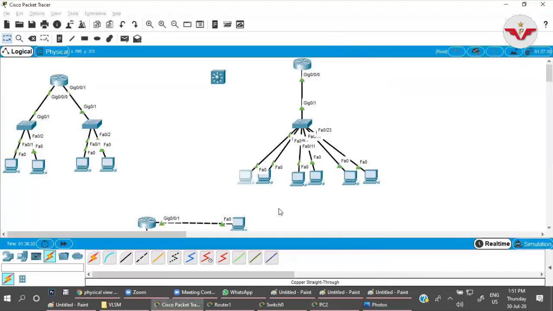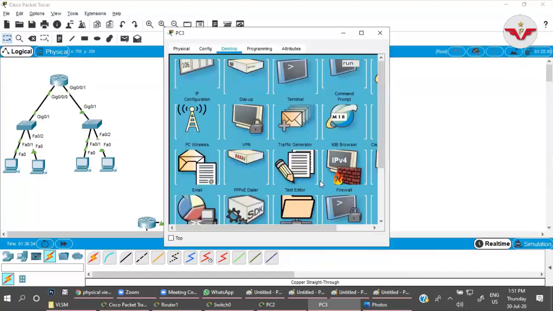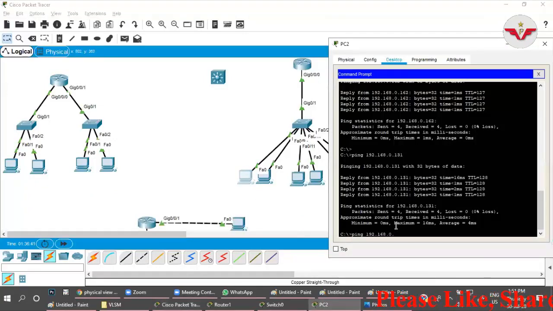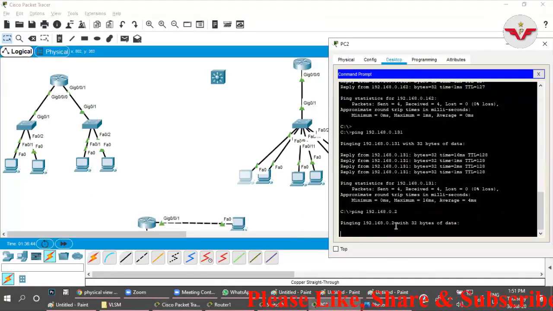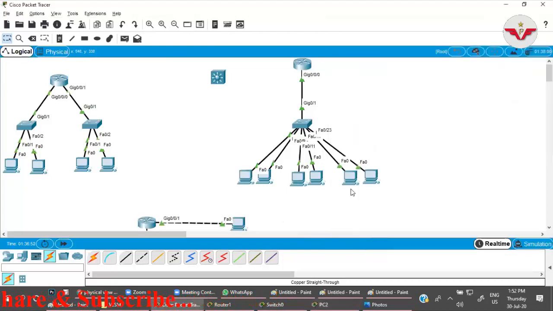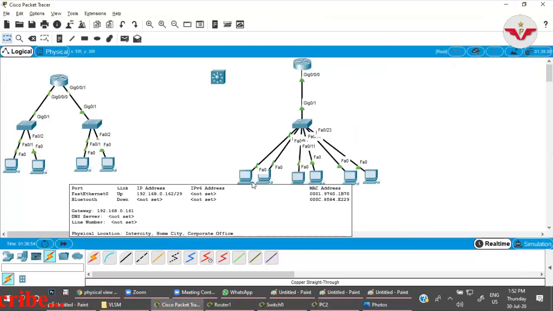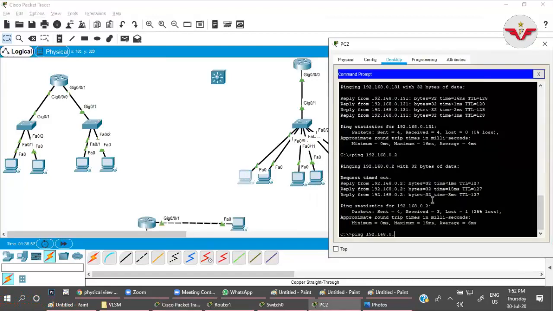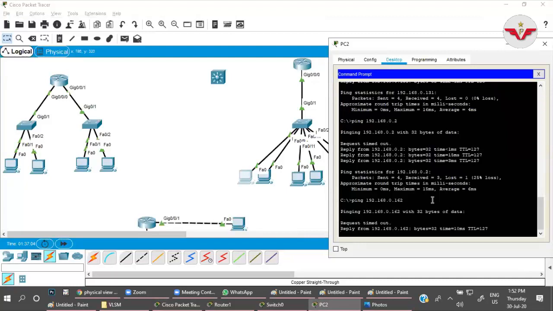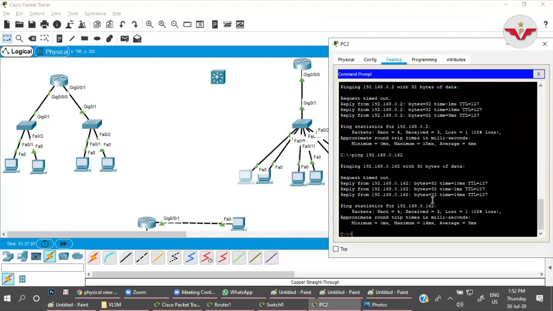Working, right? Now in the different network, what is the IP of this PC? 0.2. Let us check from this PC, 0.2. Done. The third network, 162. Let us check. 162. Done. Cool.